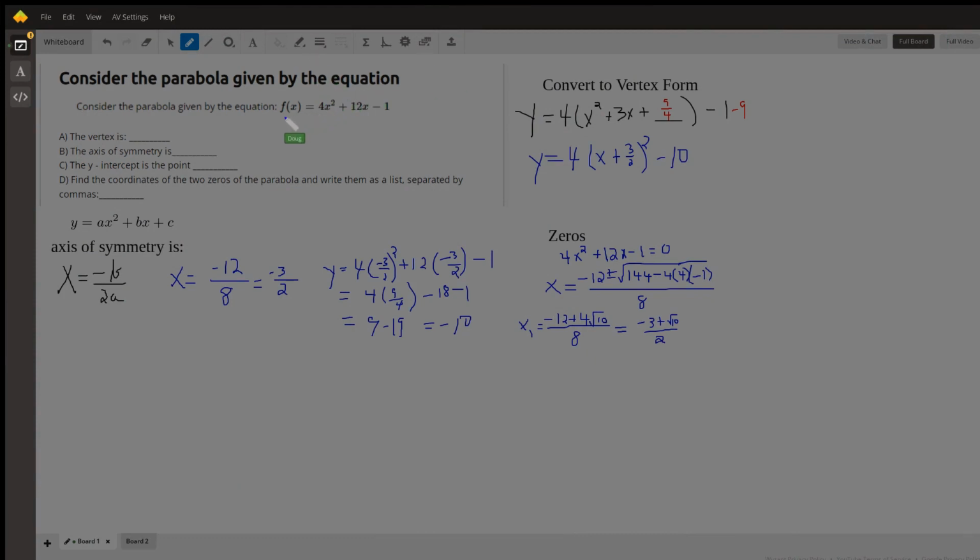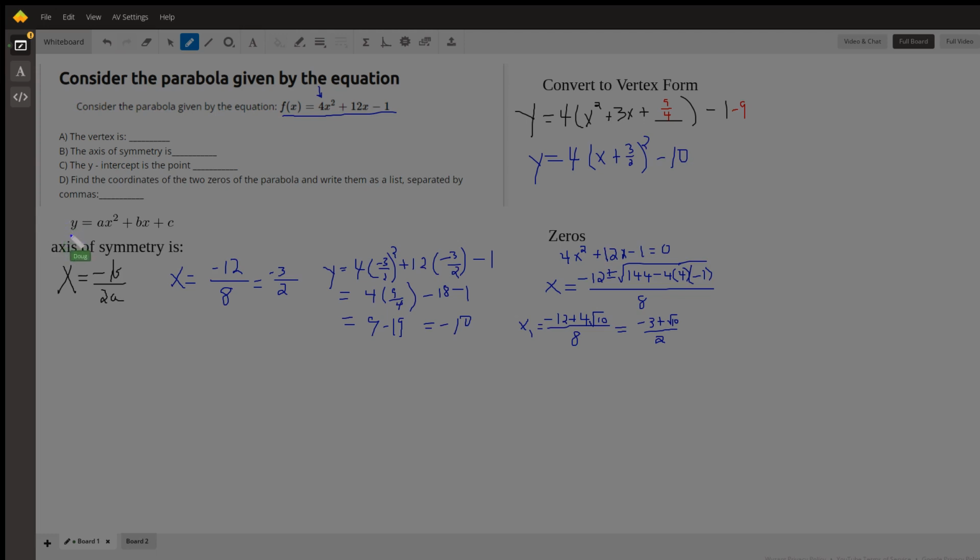Okay, you're given the equation of this parabola, which opens upward because the coefficient of x squared is positive. And you're asked to find the vertex, the axis of symmetry, the y-intercept, and the coordinates of the roots, or the zeros. There's two ways to find the vertex. One way is to find the axis of symmetry first.